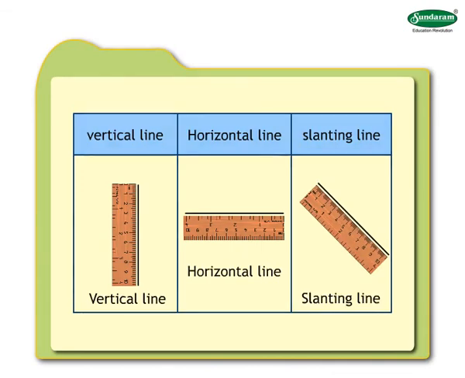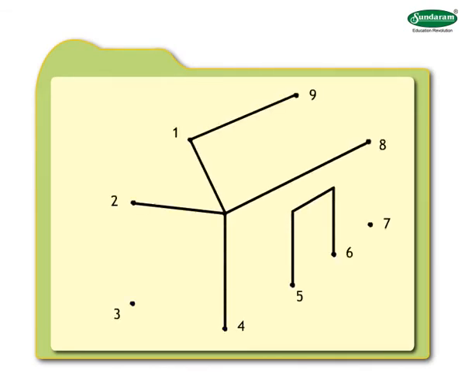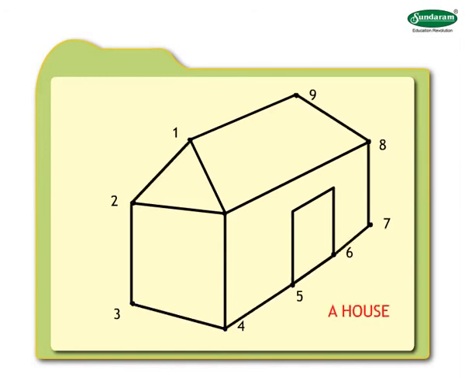Finally, see the dots given. They are numbered. A few lines are drawn. With the help of a ruler, join the points serially. See what figure is formed. We can see that the figure formed is that of a house. See children, learn and practice this simple topic of lines.